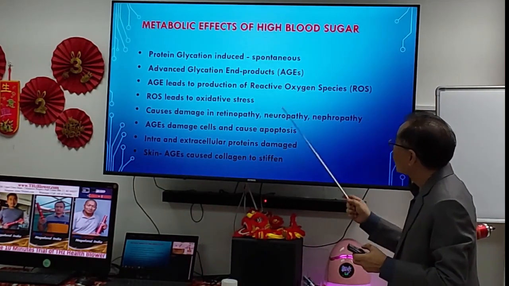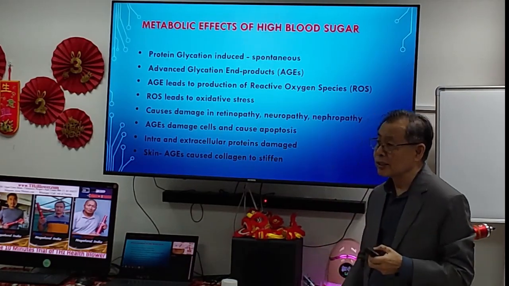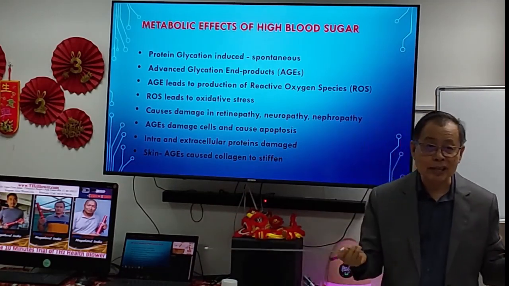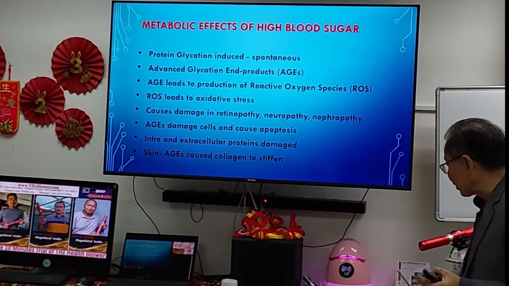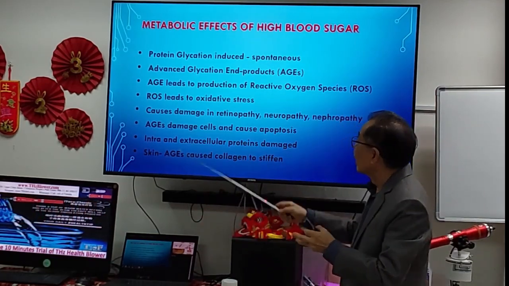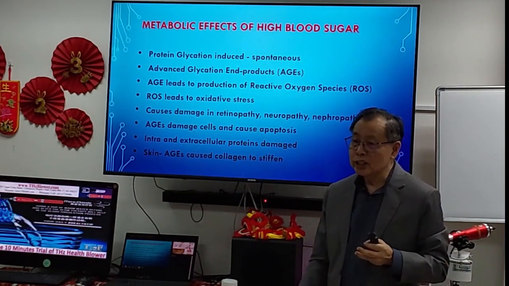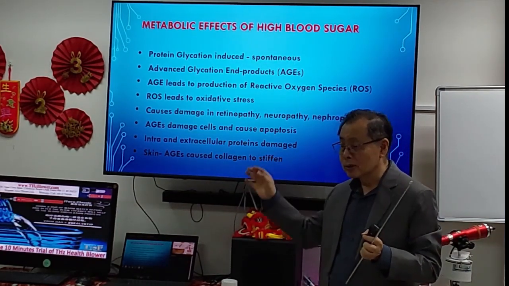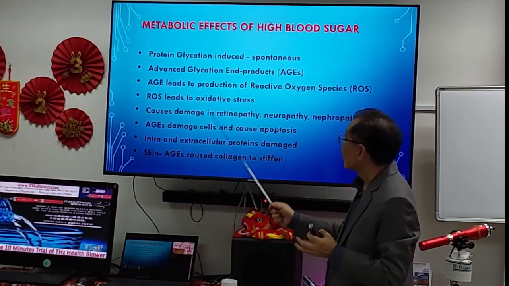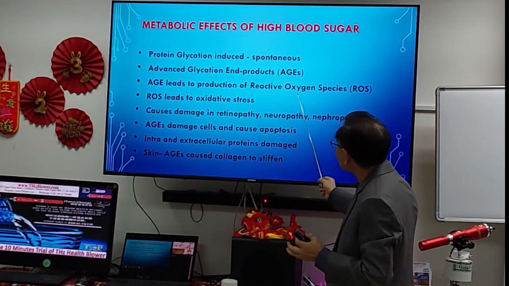So, what is the effect of high blood sugar? Very simple. As we said just now, glycation happens. It's a spontaneous reaction. The glucose will combine with any molecules around to glycate it, to attach itself to it. And these are called AGE, as we said. AGE can be toxic, and I'll show you some of the toxicity later on. But the most important thing AGE does is that it leads to the production of ROS, or reactive oxygen species.